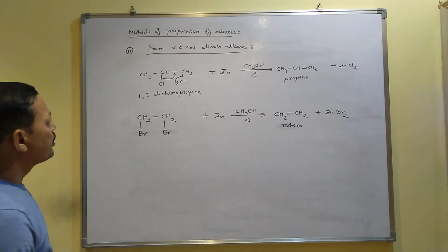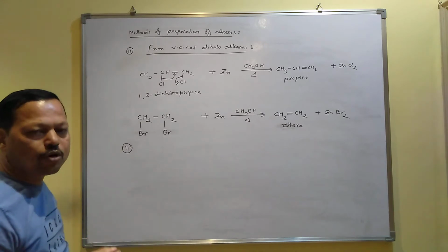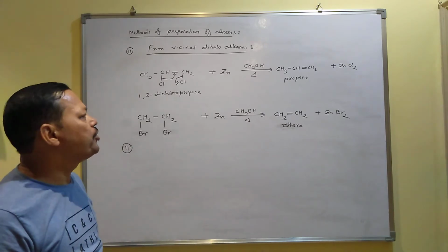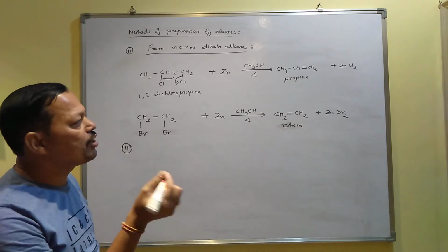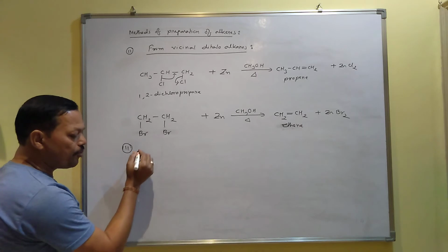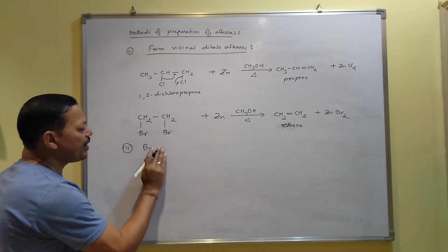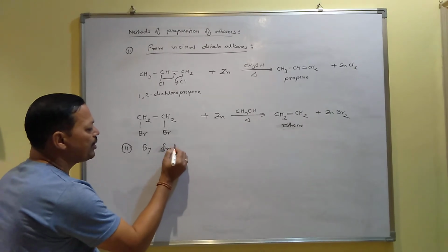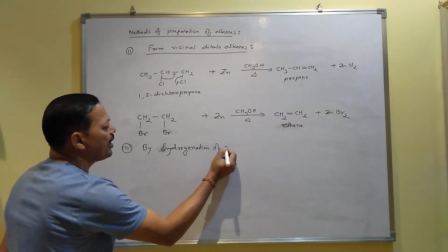Now number 3 method, another method. So the first method we got was by dehydration of alcohol you can prepare the alkene, and similarly from vicinal dihaloalkane you can prepare the alkene. And this is the number 3 method: from alkynes, or by hydrogenation of alkynes.